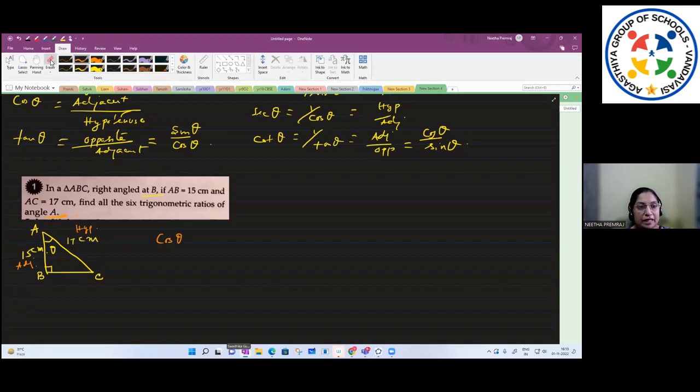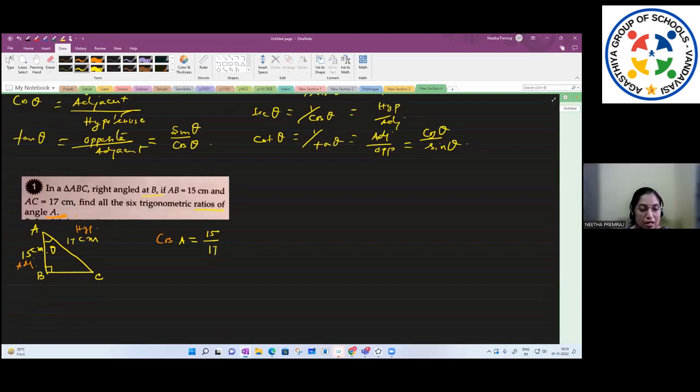Okay, so we name it as A instead of theta. That would be better because you have to consider the angle A. Okay, cos A is equal to what? 15, adjacent by hypotenuse. So before that, what should you do? You have to find the unknown side. How do you find the unknown side? What is the idea?